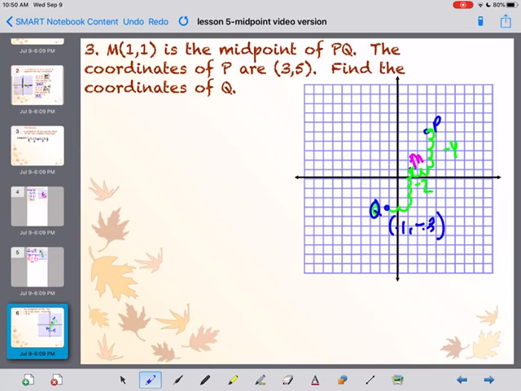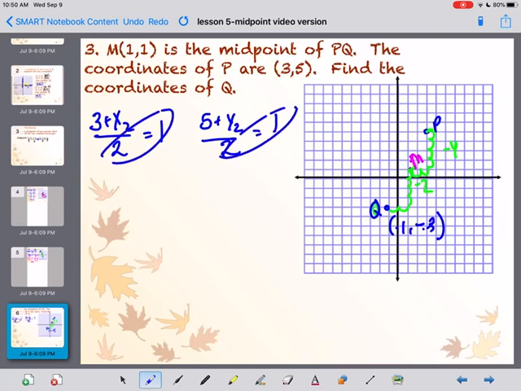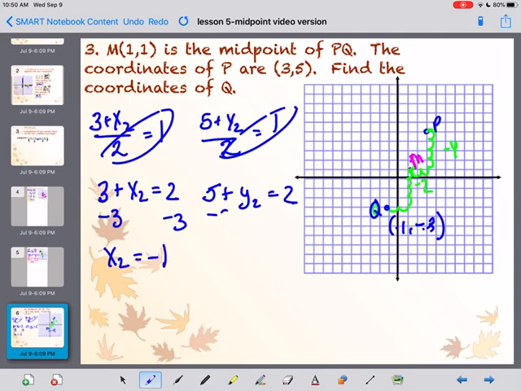And similarly, I'll set up the formula for you just to show you. 3 plus the other x value divided by 2 has to equal 1. 5 plus the other y value divided by 2 has to equal 1. And like we did before, we're going to cross multiply. 3 plus x2 equals 2. 5 plus y2 equals 2. Minus 3, x2 equals -1. Minus 5, y2 equals -3. So my other coordinate is -1, -3.